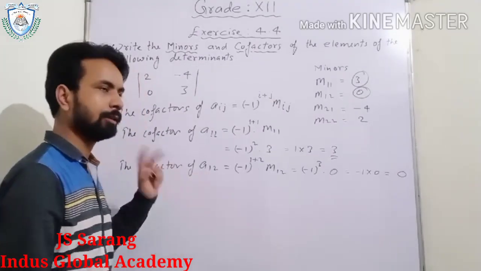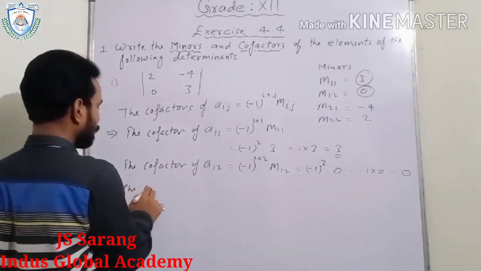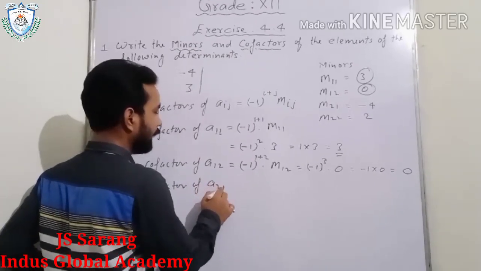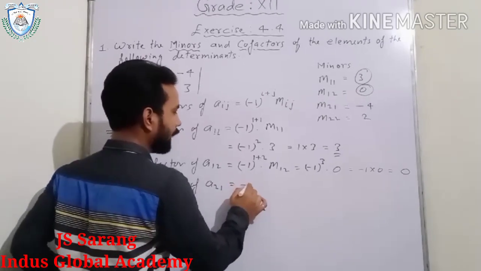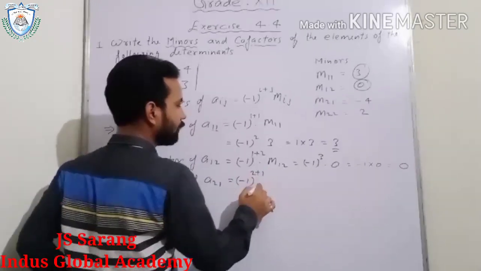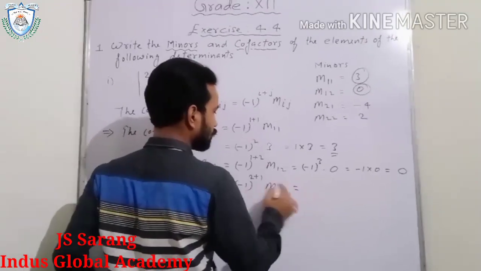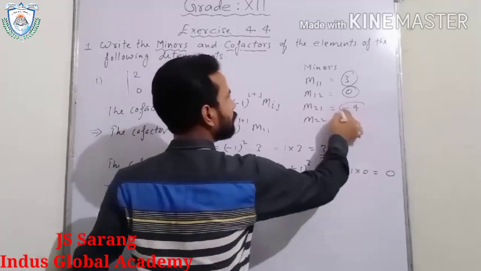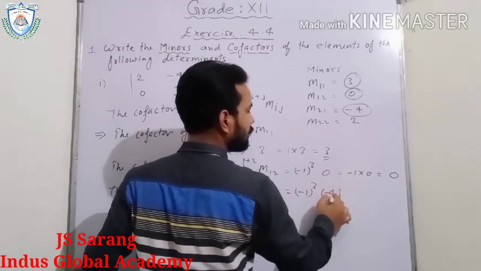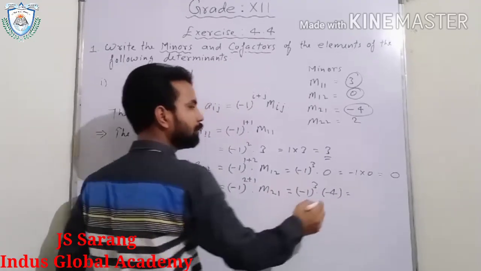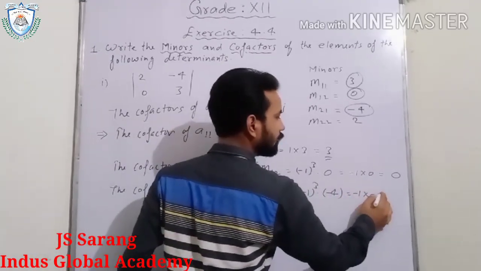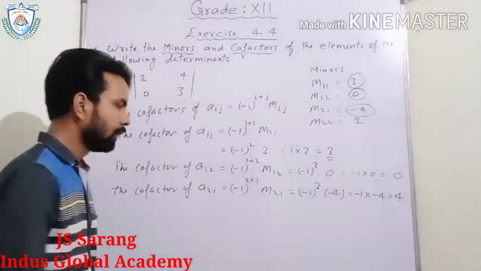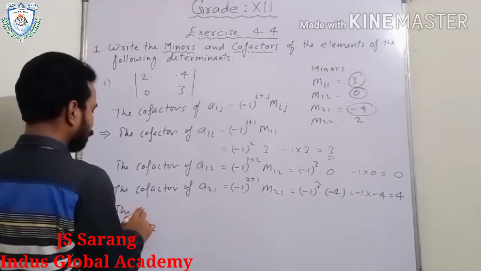This is the second cofactor. Now the cofactor of A21, this will be minus 1 to the power 2 plus 1 into M21. So minus 1 to the power 2 plus 1 will be 3, and M21 is minus 4. So minus 1 to the power 3 gives you minus 1 into minus 4, that is minus 1 into minus 4 gives you positive 4. Clear?